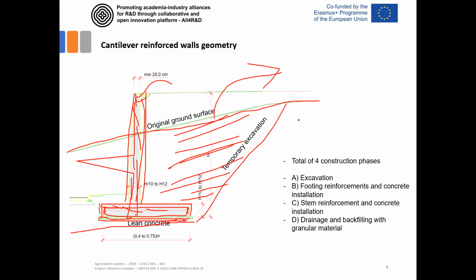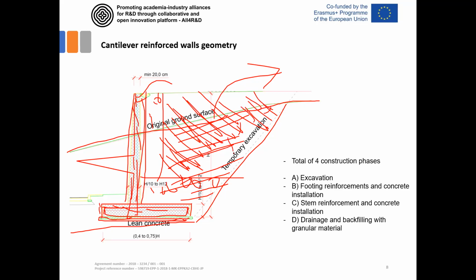For the lower heights of the wall, you can use backfilling with granular materials at the bottom part of the wall, and this part of the wall can be backfilled with material from the excavation, some coherent material, especially if you're not planning to have up here some pavement or concrete or some road or something.